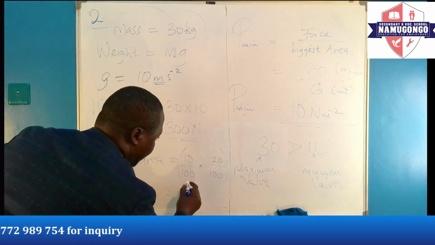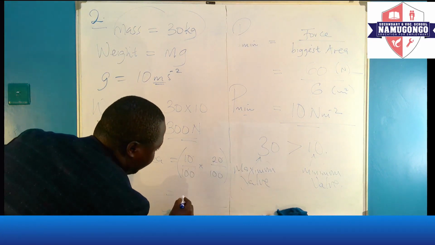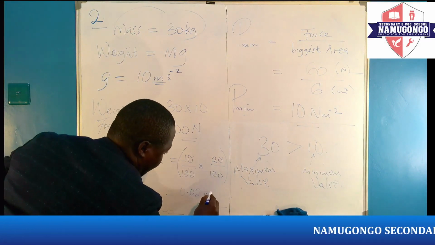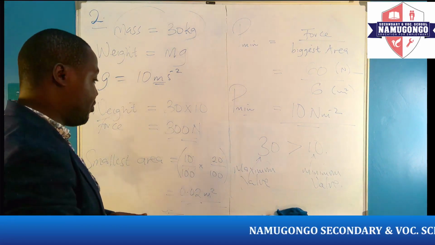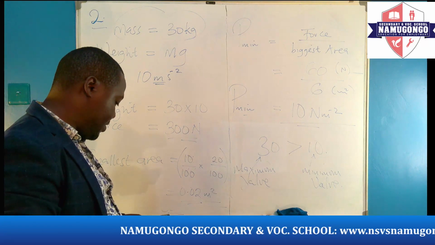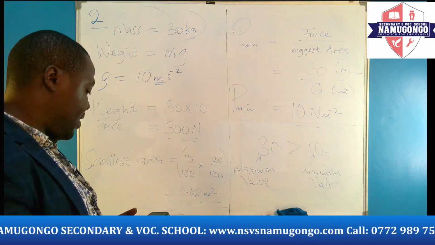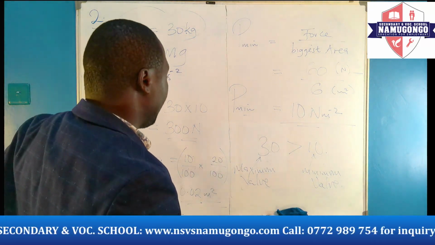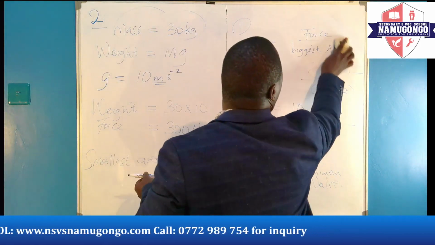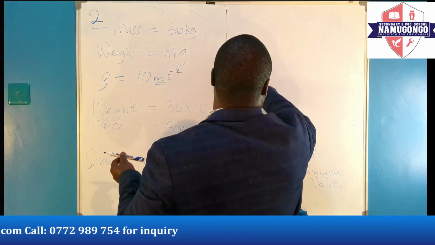And my answer here, I can even try to cross it here. I'm going to get 0.02 square meters. You can even get a calculator and try to divide there. Try to divide 2 by 100. 0.02 square meters. So I'm going to get the pressure acting there, which is the maximum pressure.